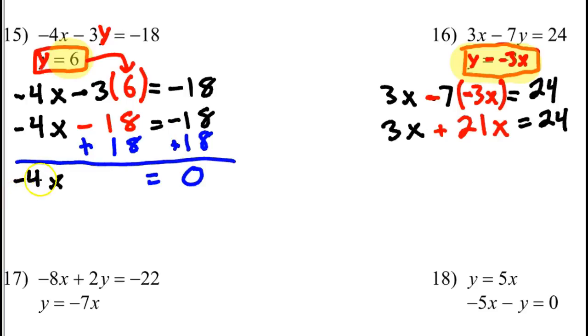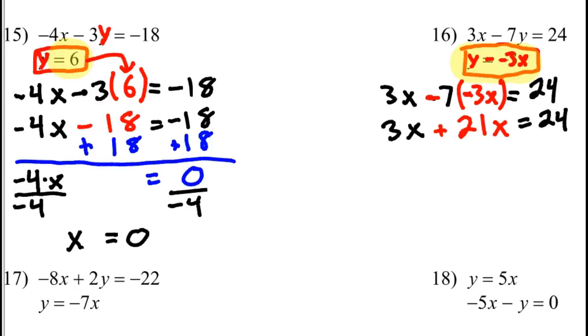And this is just asking -4 times what is 0, right? Which you can probably already guess is 0. And if you divide both sides by -4, you can prove it is equal to 0.